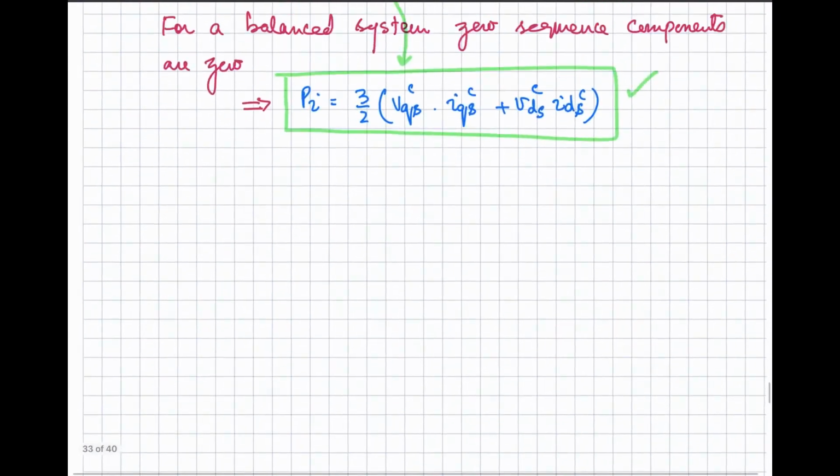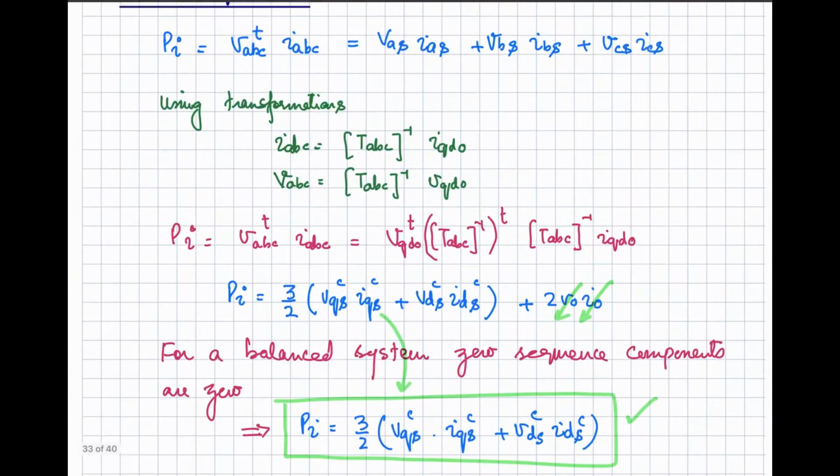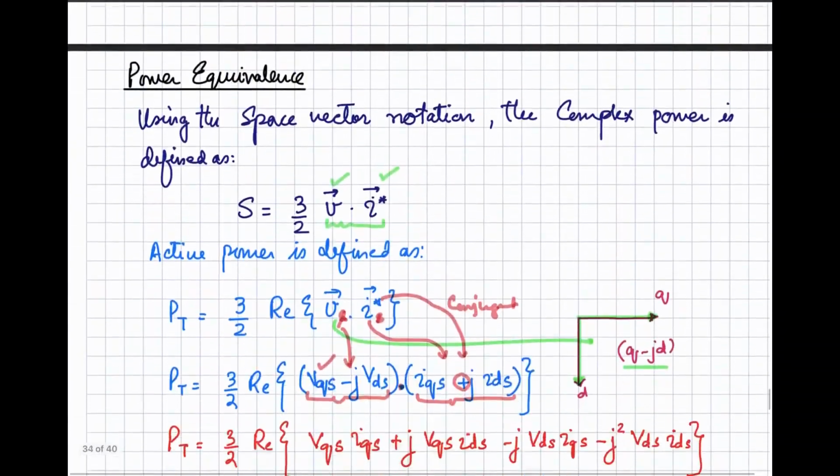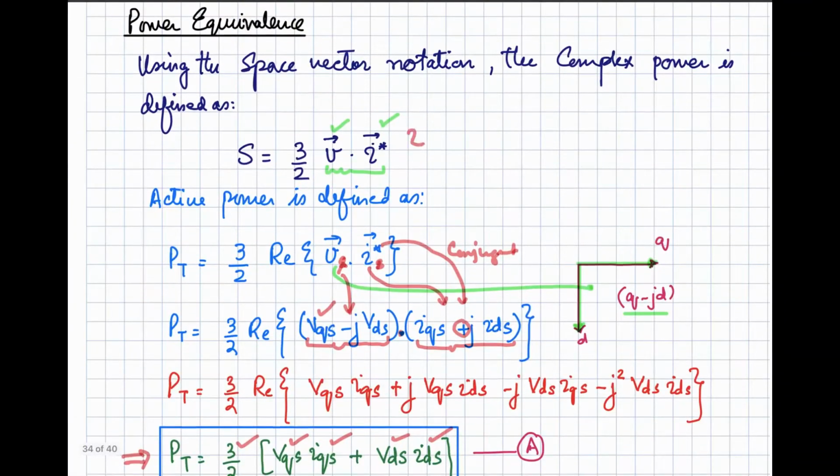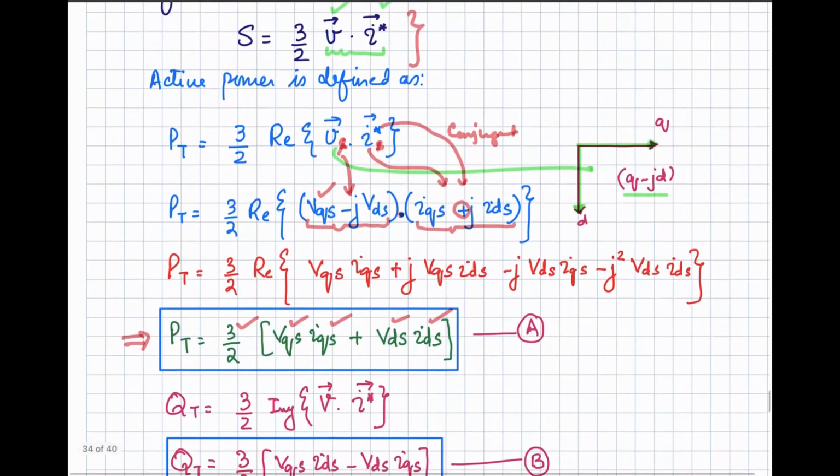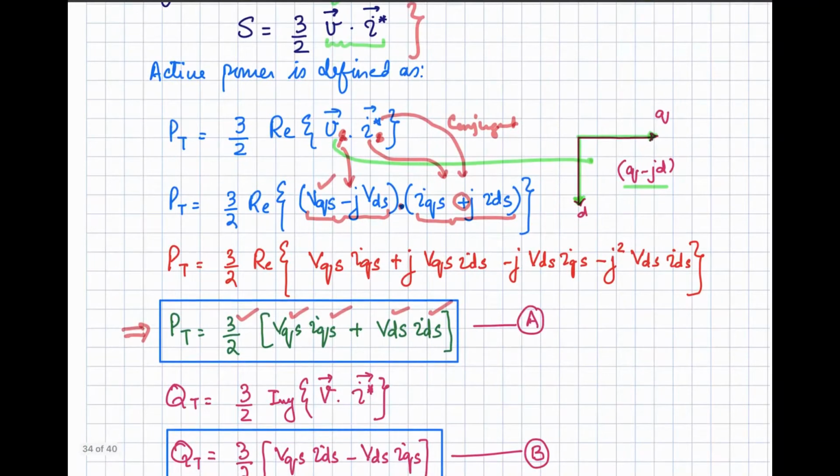That is exactly the same as what we discussed over here. So either you can use this approach, or you can represent the power in the complex form like that, complex power in the space vector form, and from there you can derive the expression for the active power that will be basically consumed.